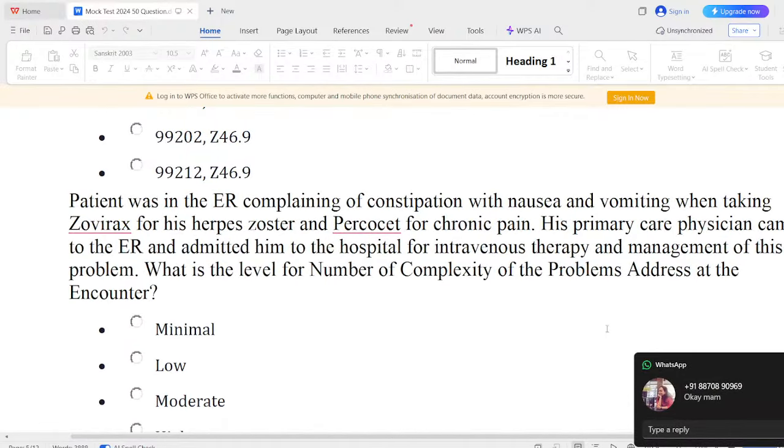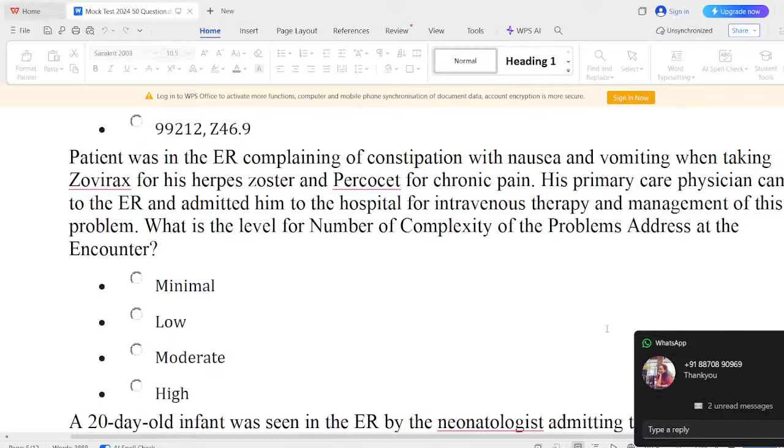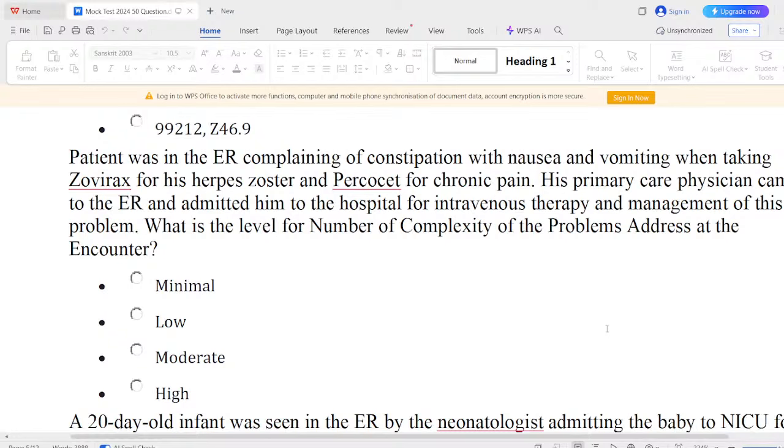Patient was in the ER complaining of constipation with nausea and vomiting when taking Zovirax for his herpes zoster and Percocet for chronic pain. His primary care physician came to the ER and admitted him to the hospital for intravenous therapy and management of this problem. So what is the level of complexity of the problem addressed at the encounter?